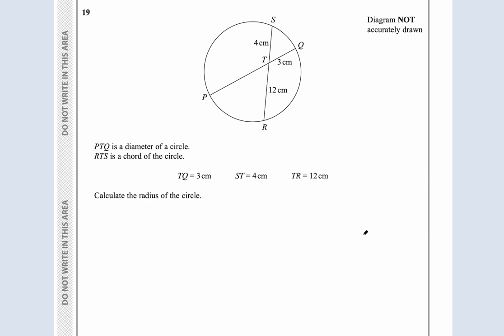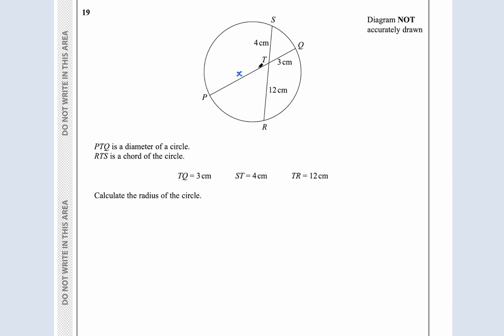Okay, PTQ is a diameter of a circle. Fine. RTS is a chord of a circle. It gives us these values. Fine. Calculate the radius of the circle. Okay, interesting. So essentially, guys, I'm going to get this side here, which is PT, and then add it to 3, that'll give me the diameter, and then half it, that'll give me the radius. How am I going to get x though?